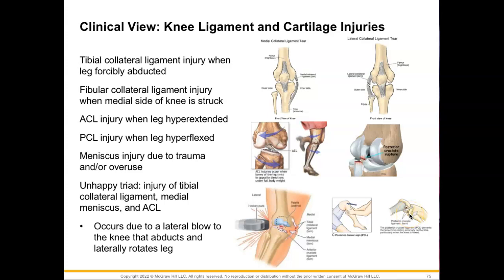We can also have a meniscus injury due to trauma and or overuse, and sometimes we get what's called an unhappy triad, where we have injury of that tibial collateral ligament, a medial meniscus, and the ACL. So you can see here in this example, a hockey puck has struck the knee on the lateral side, causing the tear on the opposite side of the knee.